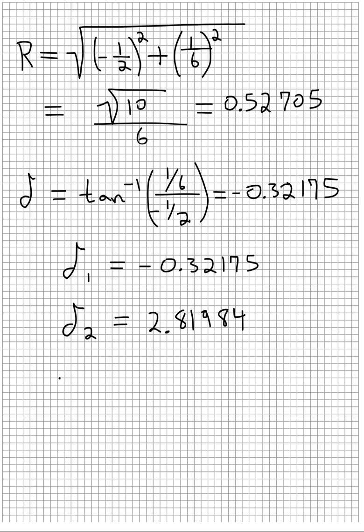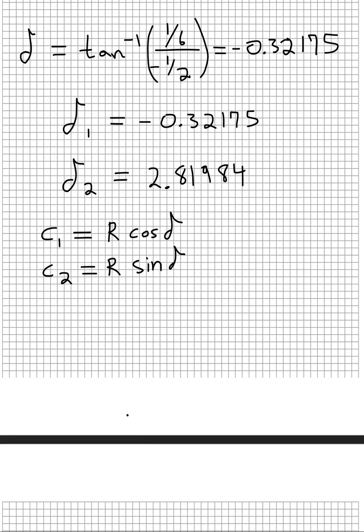To do this, we need to recall that C1 was equal to R times the cosine of delta, and C2 was equal to R times the sine of delta. Here we are assuming that R is positive, and this means that the sign of cosine delta will be the same as the sign of C1, the constant. And the sign of sine delta will be the same as the sign of C2. So for this particular case, we must have that the cosine of delta is less than 0, and sine of delta is greater than 0. This means that the phase shift must be in quadrant 2, and so the second angle is in fact the one that we need.